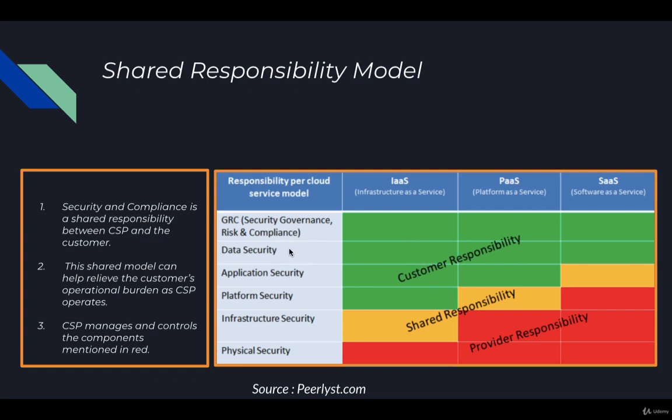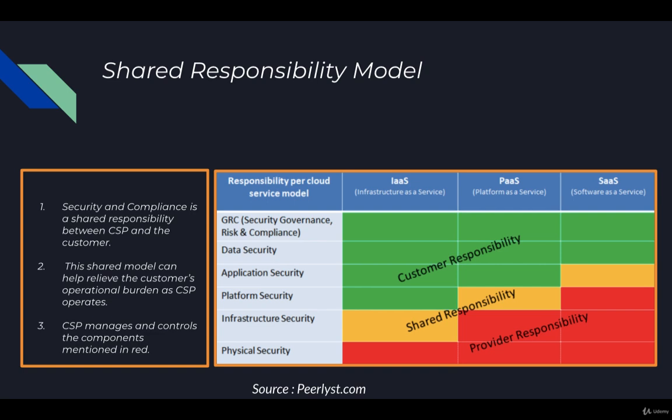And remember one thing: for data security, in all the models the customer is responsible, because it is the customer who is putting the data up. A customer knows what the classification of the data is and how sensitive the data is. So it is the ultimate responsibility of the customer. You may come up with different terms, like data is stored with the CSP, or data is stored in different locations.